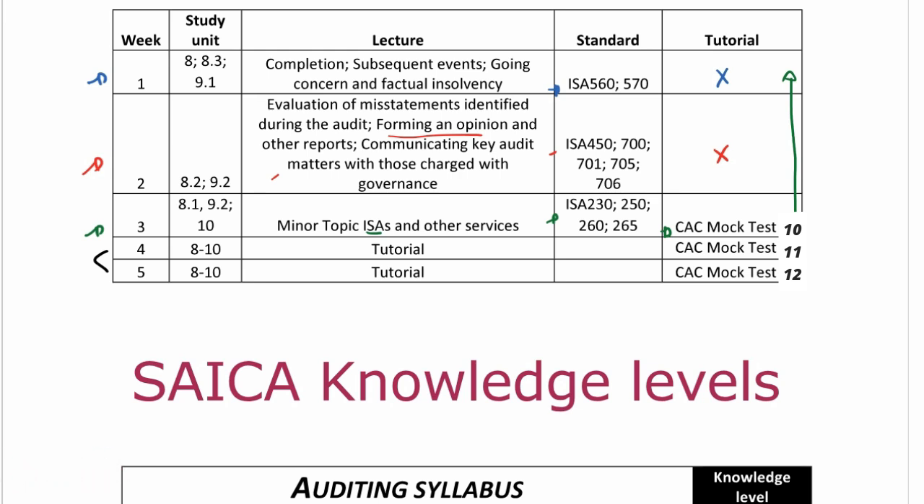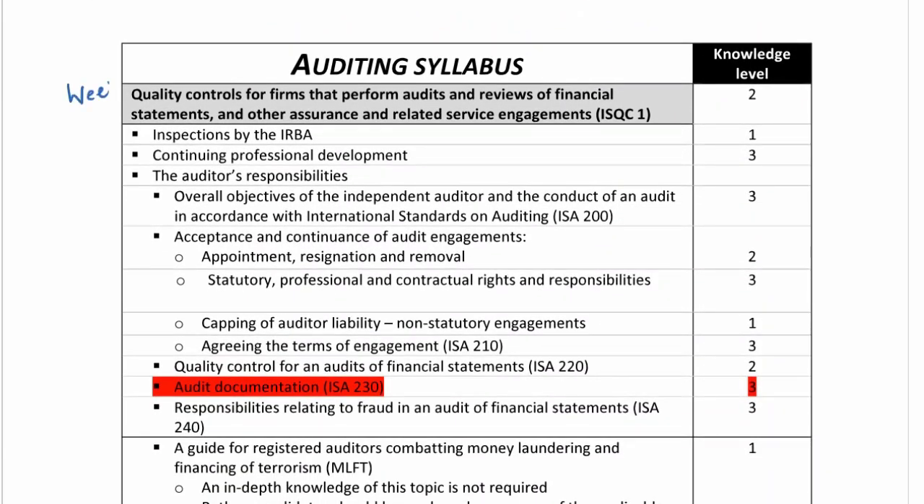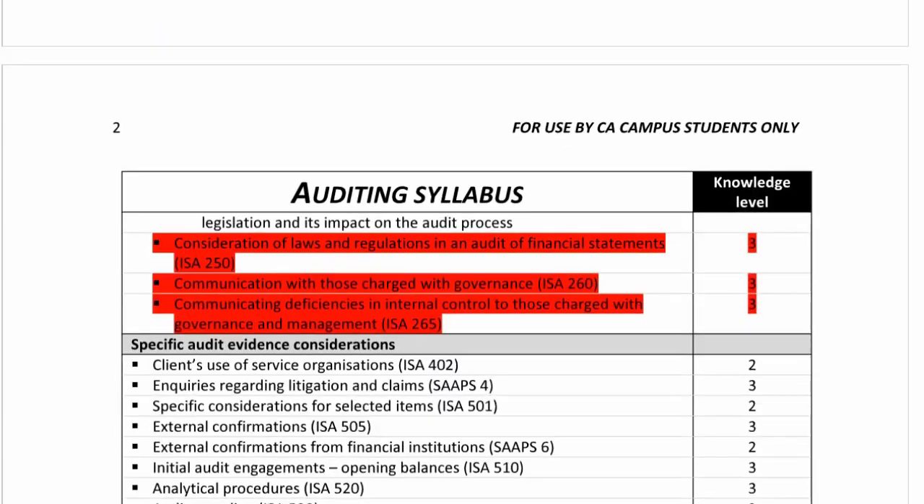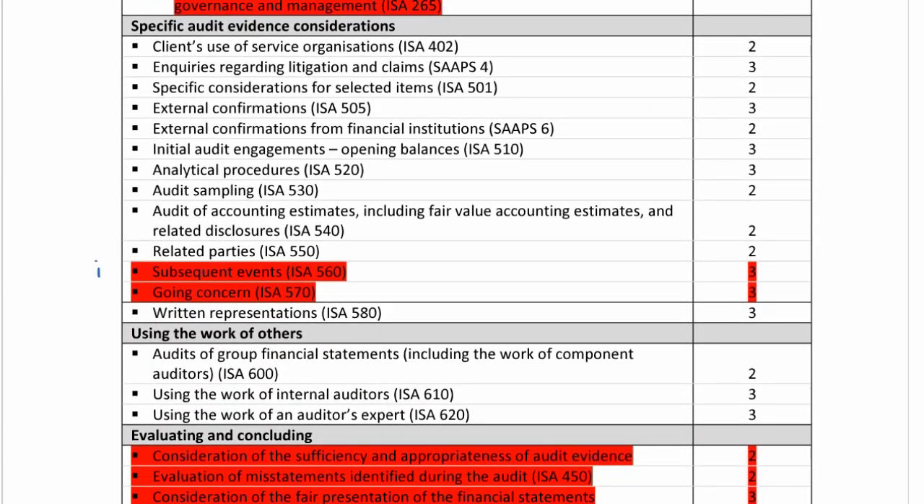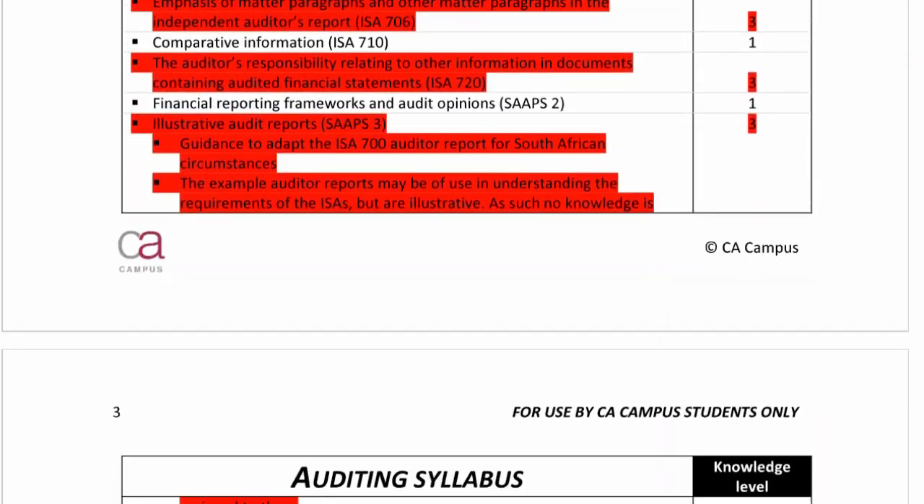The rest of the weeks, weeks 2 and 3, we'll address the remaining parts of the completion stage. If we come to our SAICA knowledge levels, I'm going to write here what week number. And if we come down to ISA 560 and 570, your subsequent events and your going concern, both are level 3s. So you've got to know what the auditor needs to do to assess subsequent events, to assess the going concern, and ultimately report on it, because they are a level 3. Other than that, we'll look at the rest of these next week and the week to follow.